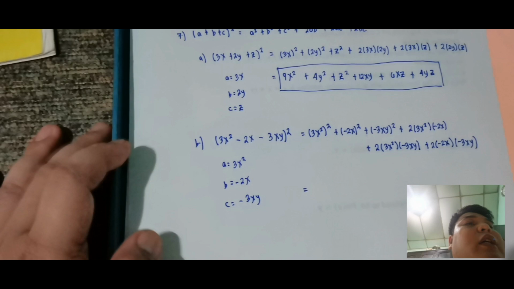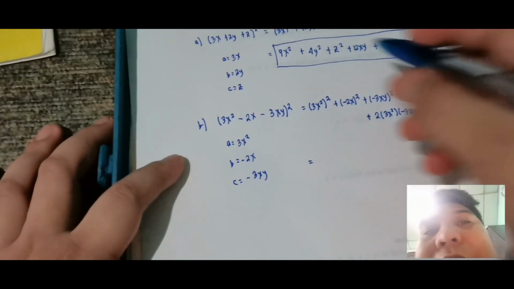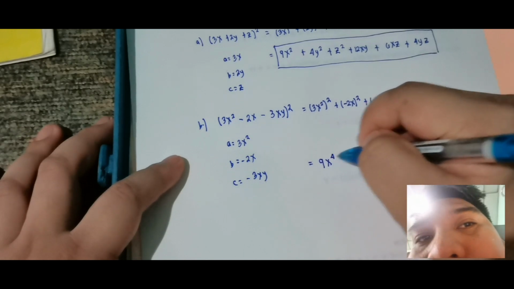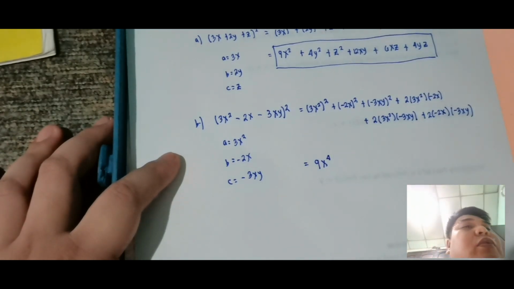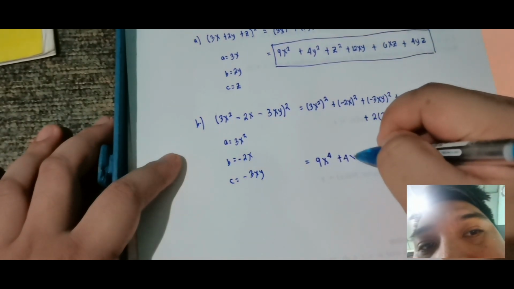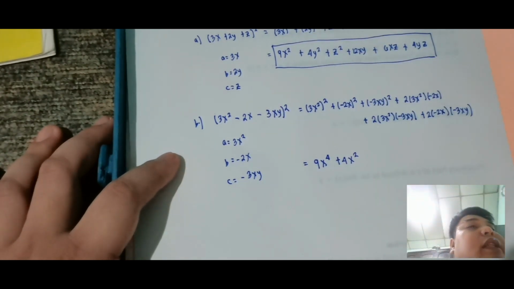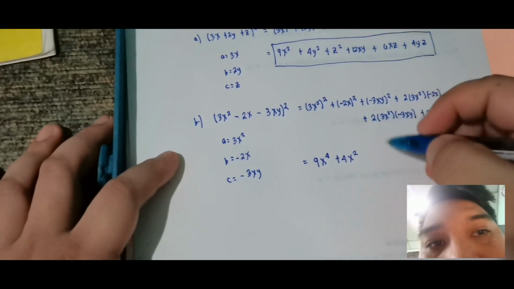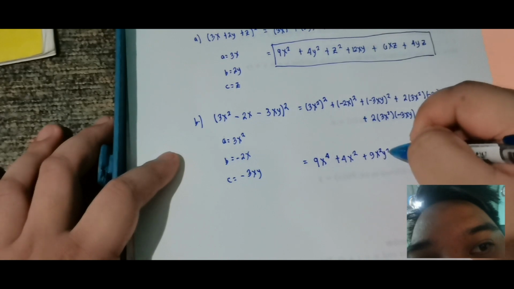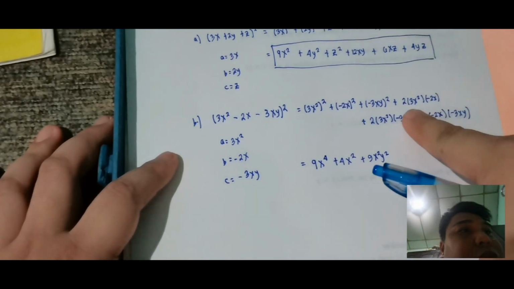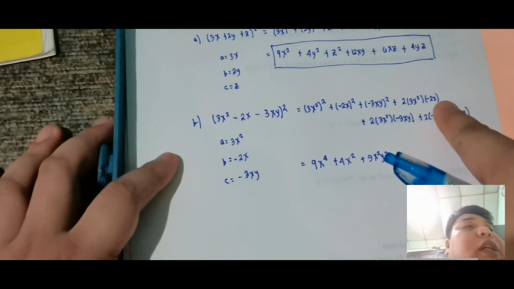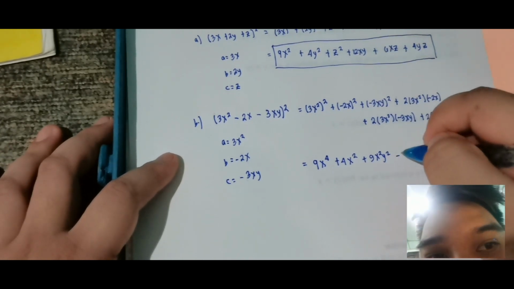So next is (3x squared) raised to 2, that is 9. Tama, that is 9x raised to the 4th. Okay, negative 2 raised to 2 is positive, that is plus 4x squared. Negative 3 raised to 2 is positive 9. So that is 9x squared y squared. Next dito, 2 times 3 times negative 2 is 2 times 3, 6 times negative 2, negative 12. So that is negative 12.